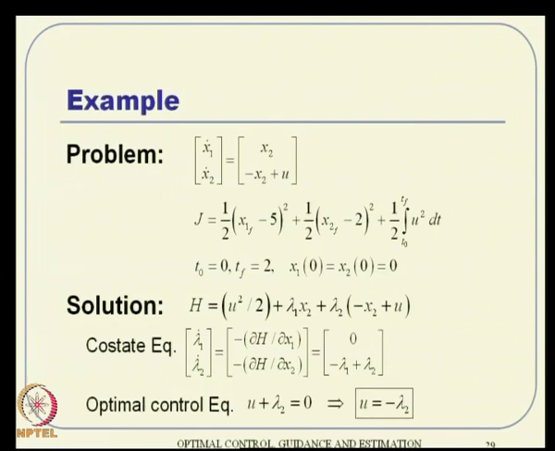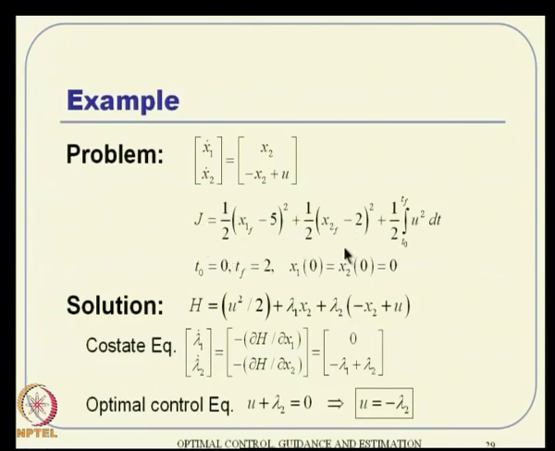Here x1 dot is x2 and x2 dot is minus x2 plus u. I think a problem cannot be simpler than that. It is actually a second order linear system in the dynamic sense. And J is nothing but this kind of thing.